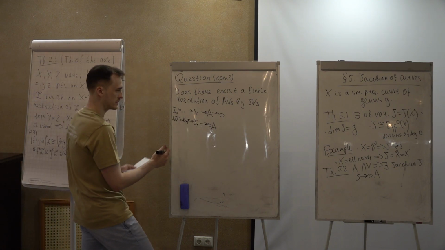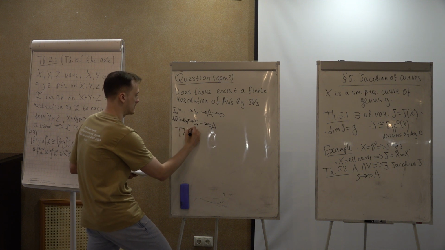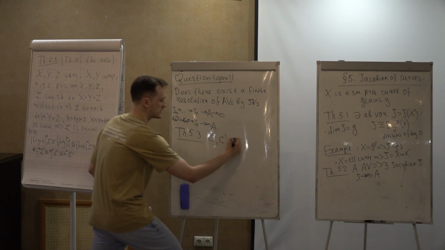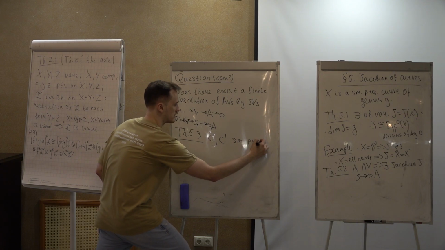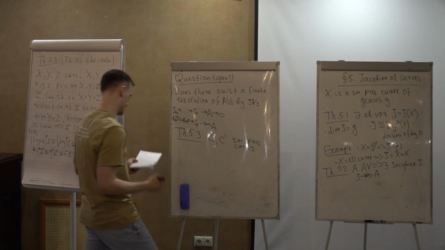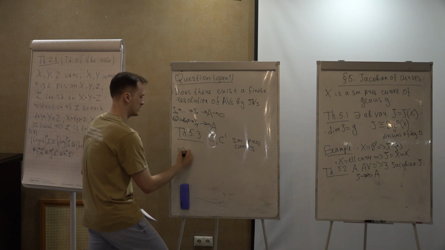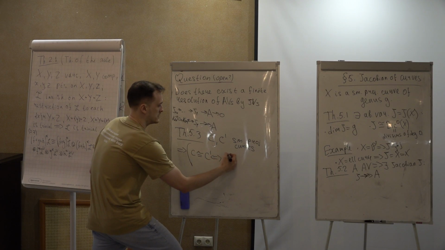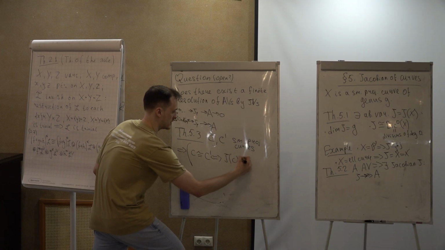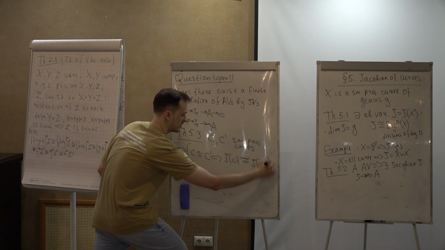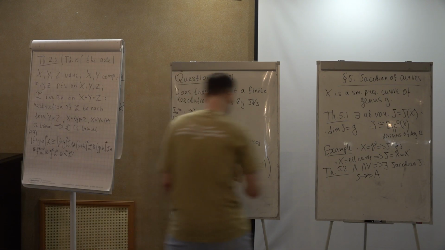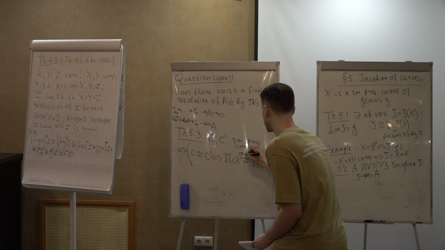And the famous theorem by Torelli. If I have two smooth projective curves, C and C prime, then they are isomorphic if and only if their Jacobians are isomorphic, but with some extra structure: their canonical polarizations are isomorphic.